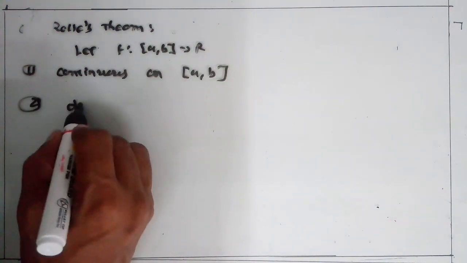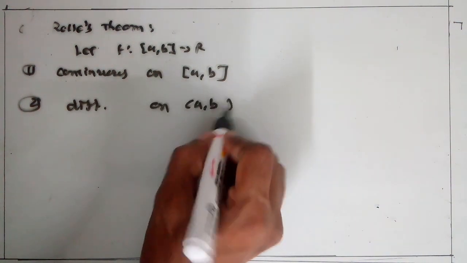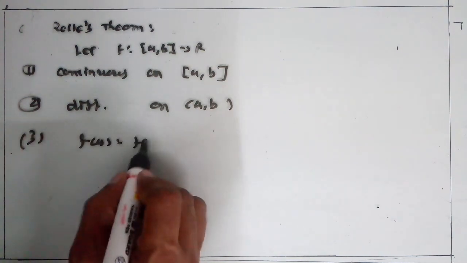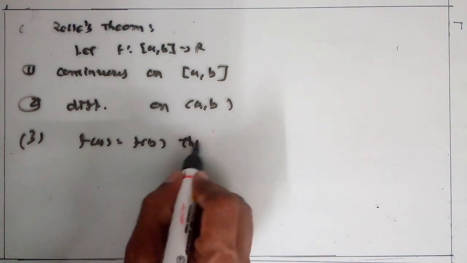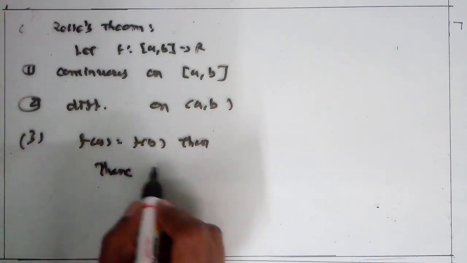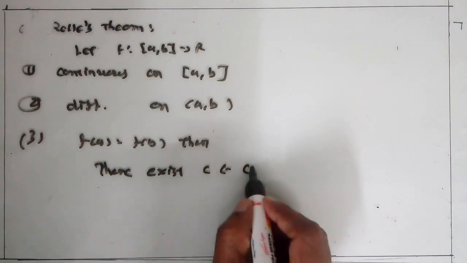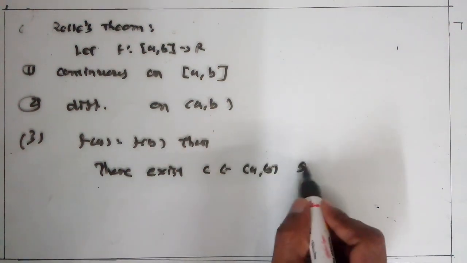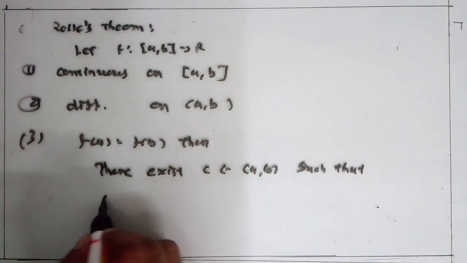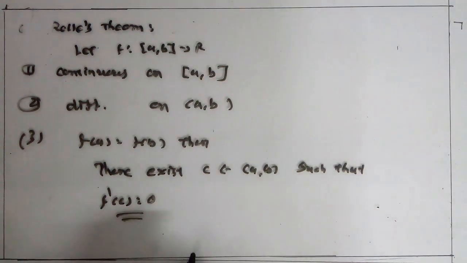Number 2, differentiable on the open interval (a, b). And number 3, f(a) is equal to f(b). Then there exists c belonging to the open interval (a, b) such that f'(c) equals 0. This is Rolle's theorem.